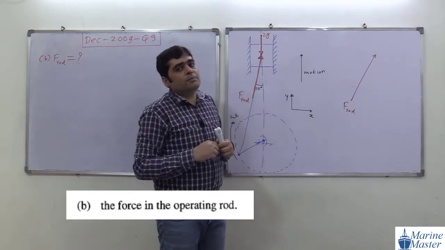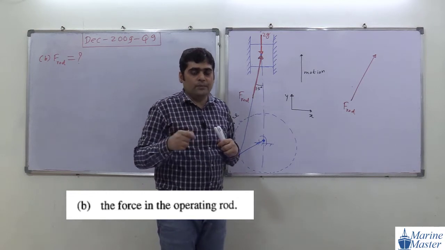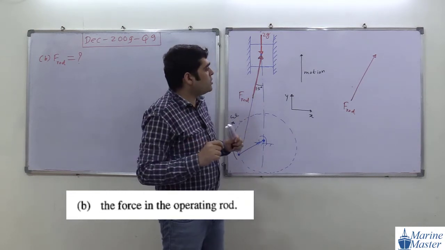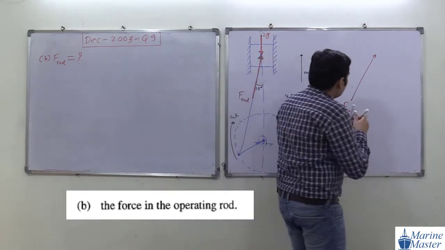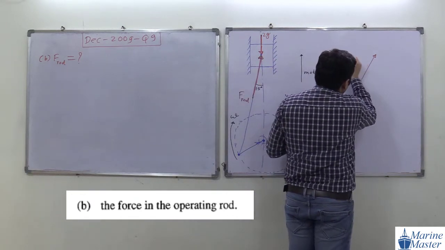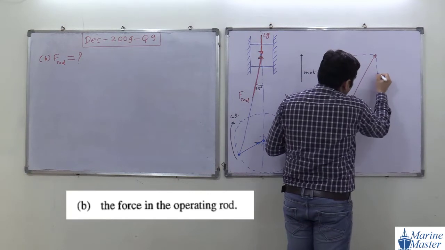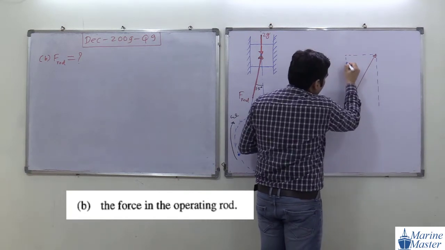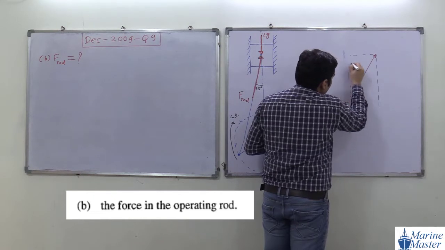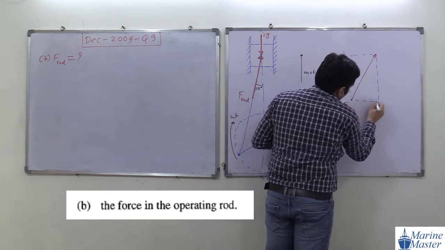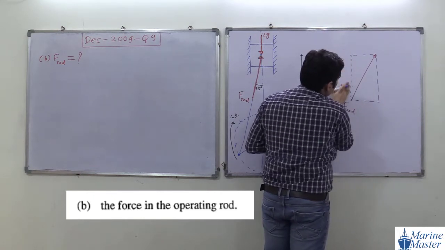And how to get the component? For getting the component of this F rod, we are going to form a rectangle. Try to see the scenario here. This discussion is very, very important. So here we are going to form a rectangle like this. Simple discussion, guys, not that difficult. So this is the rectangle we formed.